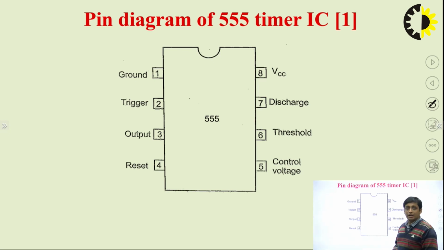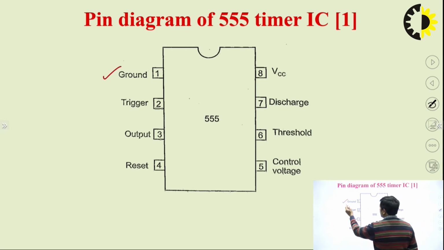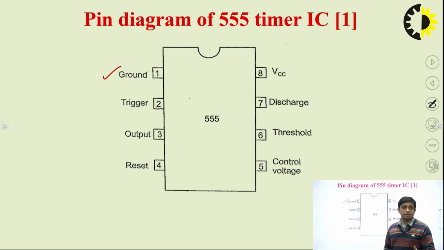So coming to the pin diagram of the 555 timer IC, it is an 8-pin IC, and firstly I am going to discuss these 8 pins. Pin number 1 is ground. All the voltages in 555 timer IC circuits are taken with respect to pin number 1. If we compare the 741 IC with the 555 timer IC, the 741 has no ground pin and requires two supplies, plus VCC and minus VCC. But the 555 timer IC requires only one supply, the positive plus VCC, connected at pin number 8.